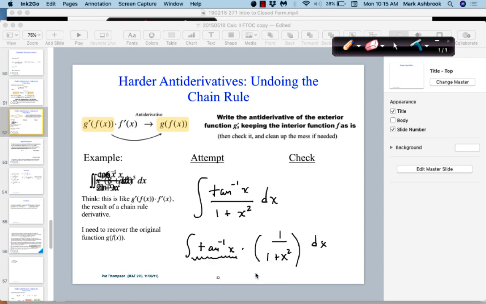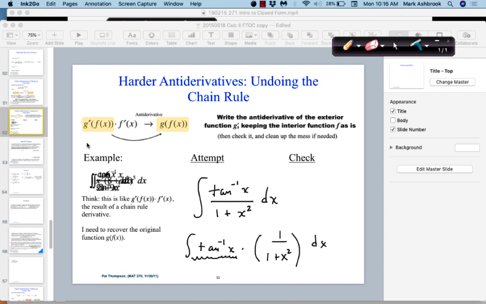So we need to see this as a composite function, g prime of f, and then do the antiderivative of g. How do we do that? Anyone figure it out? How do we see that tan inverse x as g prime of x and do the antiderivative of g? Anyone think they got it?